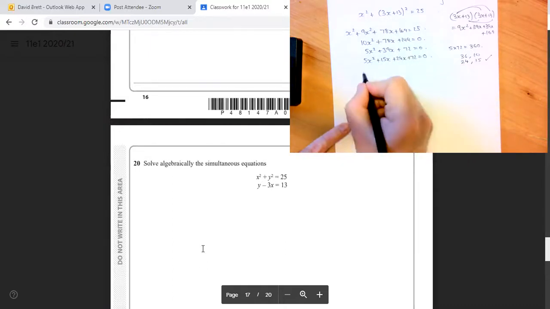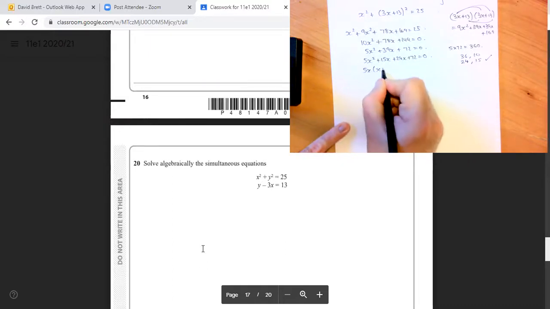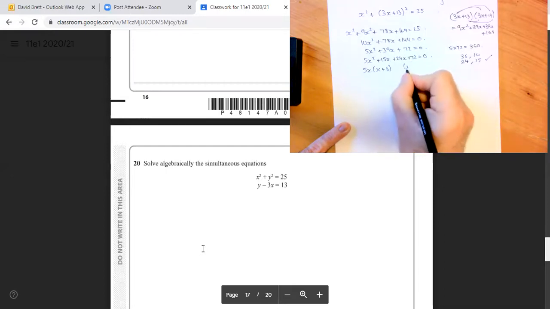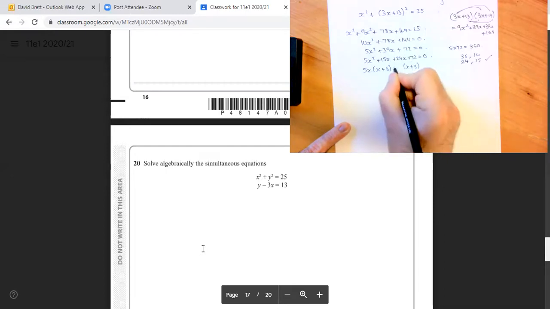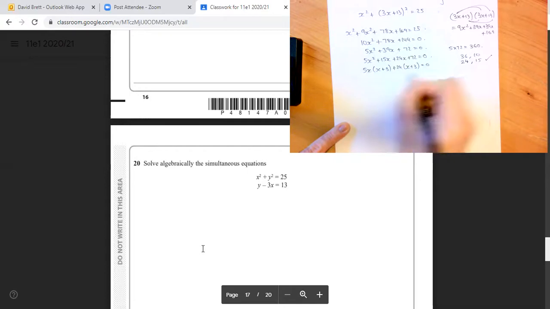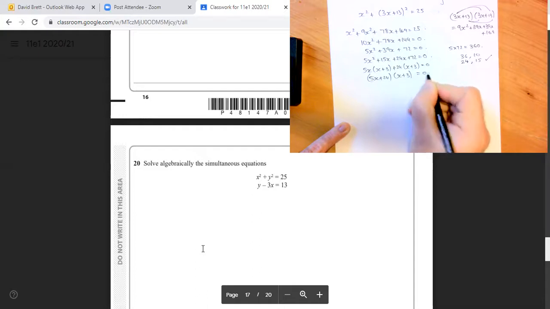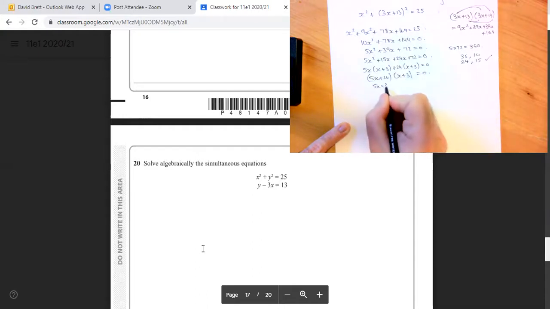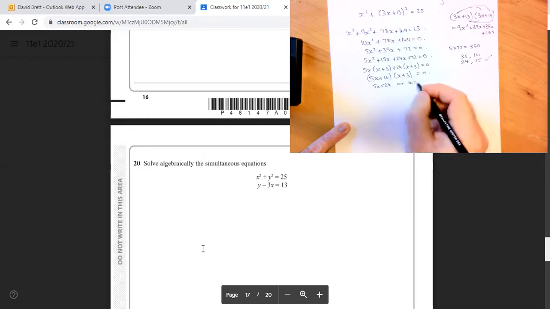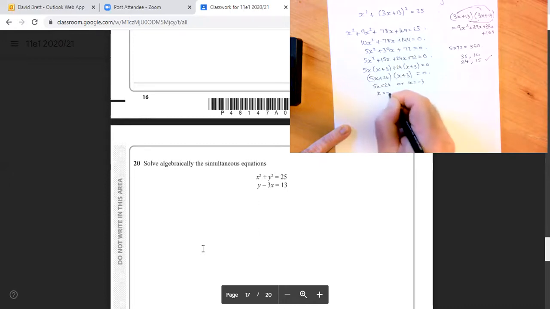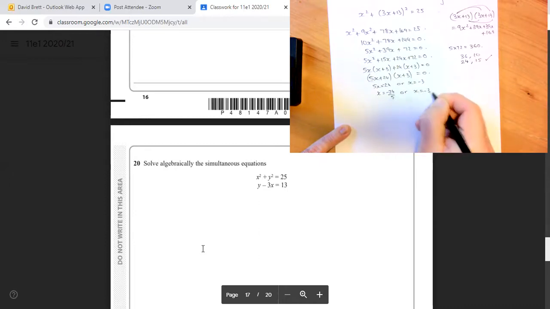Factorize the first two terms: 5x, x plus 3. So x plus 3 must be a factor over here, 24. So we get 5x plus 24 lots of x plus 3. So 5x equals minus 24, or x equals minus 3. So x is minus 24 over 5, or x is minus 3.